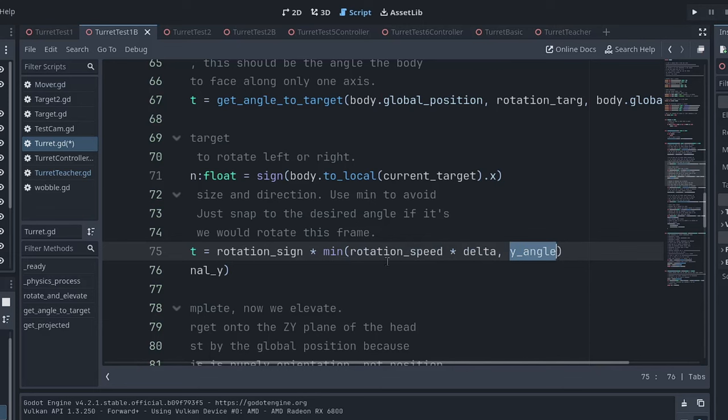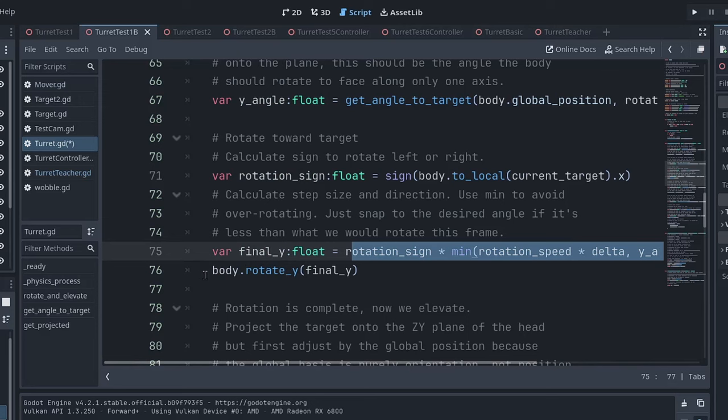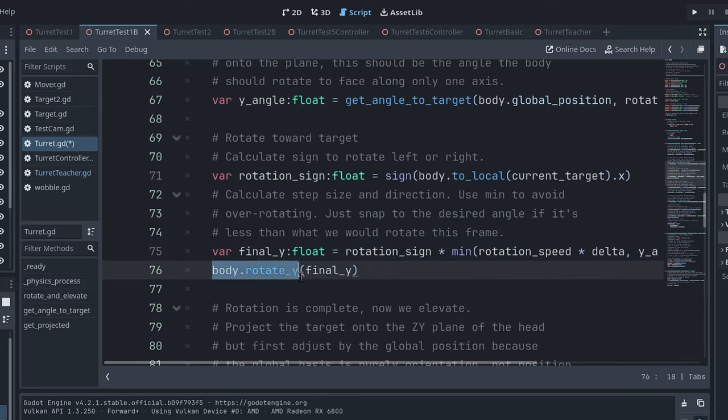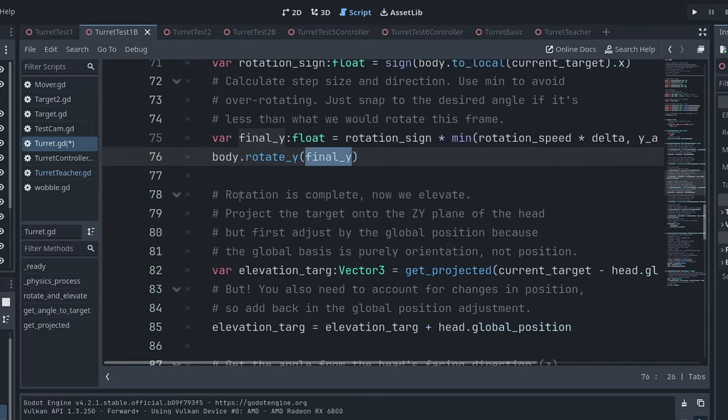or the Y angle. So if Y angle is smaller than the maximum amount we want to rotate, we're just going to snap right to that position. But if it's larger, then we'll rotate as far as we're allowed to in this time frame. If you don't use this minimum, your turret may have this really ugly jitter where it's constantly overshooting its target ever so slightly to the left, to the right, and back and forth, and we really don't want that. Finally, we take the body, we tell it to rotate around its y-axis by this final y amount. All right, rotation is complete.